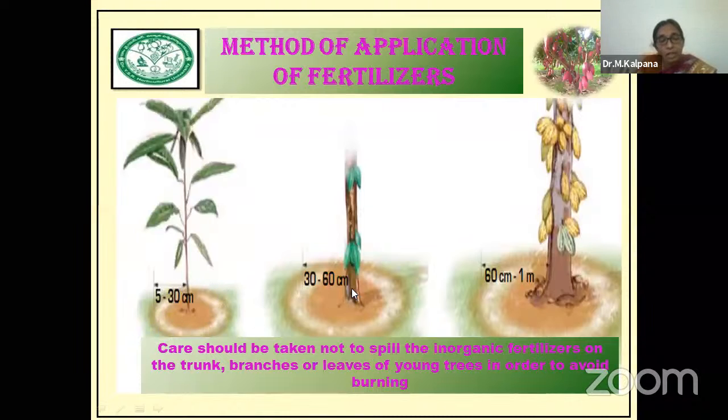With the increase in age, in the second year it is around 30 to 60 centimeters, whereas from the third year onwards, a 60 centimeter to 1 meter basin should be prepared around the trunk, and the fertilizers are broadcast in the basin and forked into the soil. We have to take care not to spill these inorganic fertilizers on the trunk or on the leaf to avoid the burning effect.